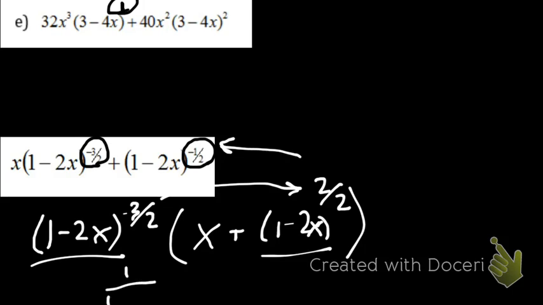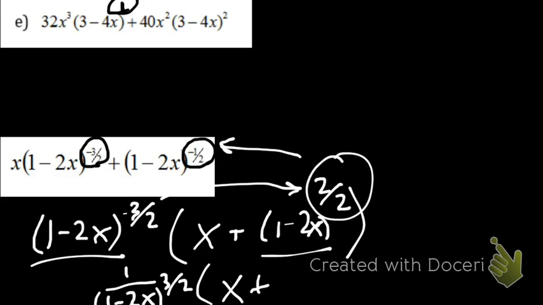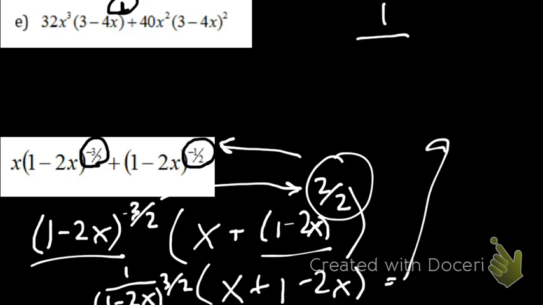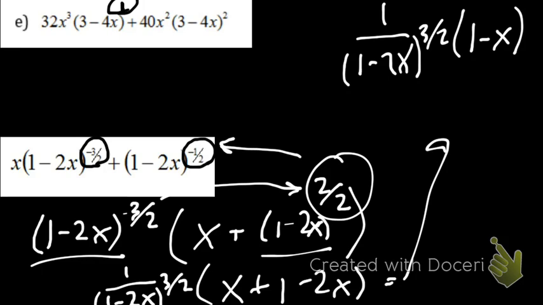which you can write as 1 over 1 minus 2x to the positive 3 halves power, times x plus, and you get rid of this because that's just an exponent of 1, x plus 1 minus 2x. And then that becomes 1 over 1 minus 2x to the 3 halves power times 1 minus x. And if we took the first example and simplified that fraction by getting a common denominator, it would eventually look like this answer over here. So either method is fine.